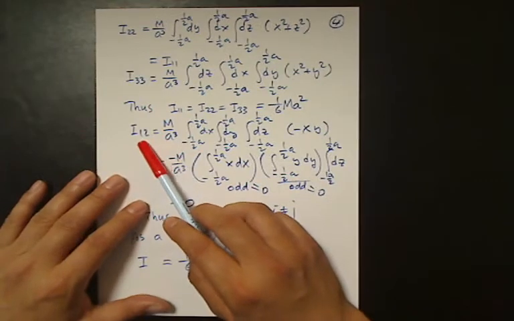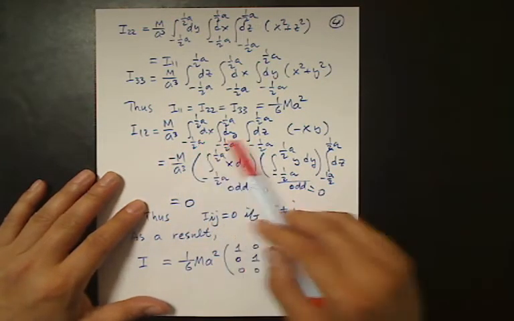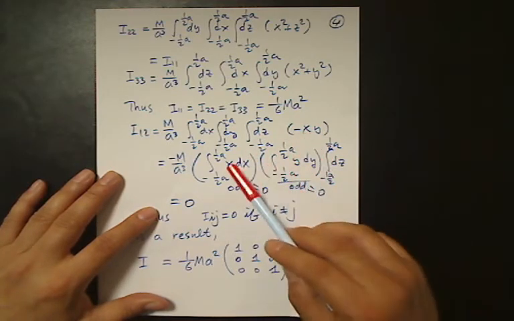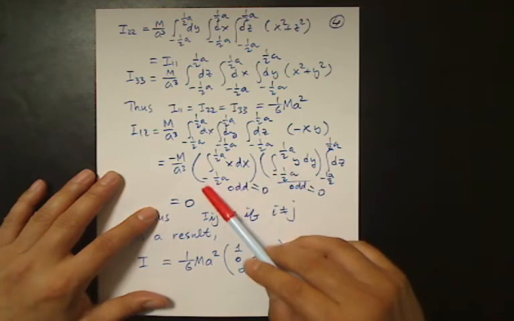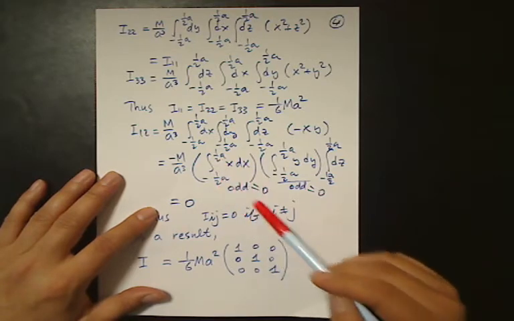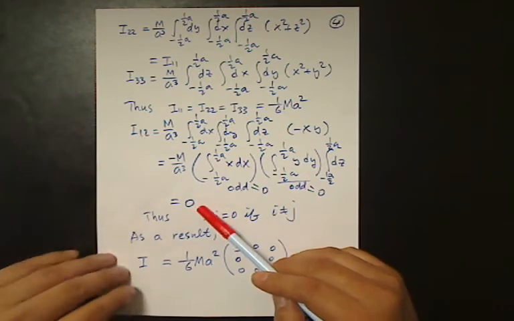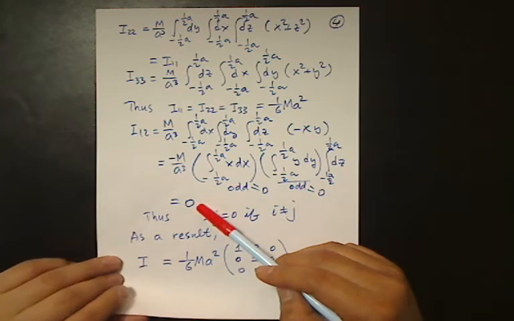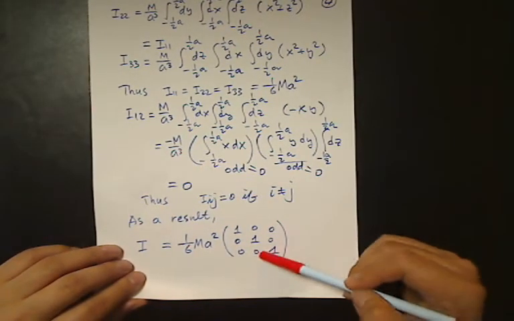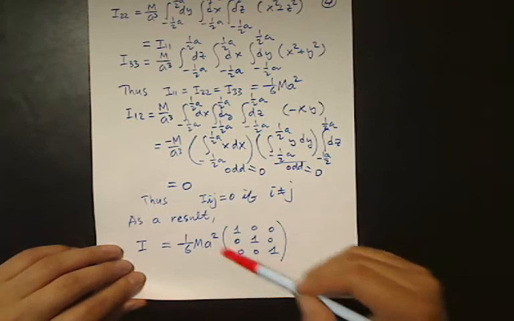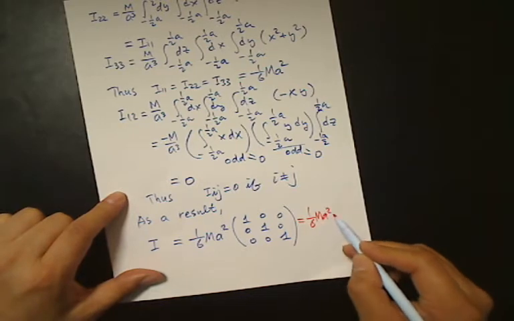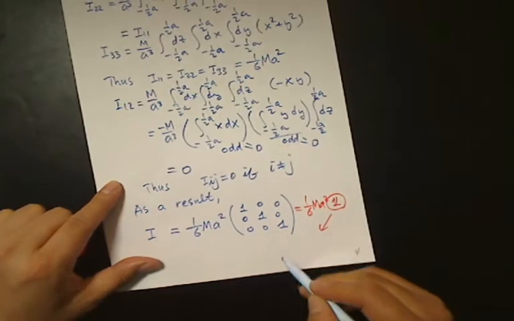What about the 1,2 element? The 1,2 element has integrand xy, with an x integral and a y integral. Both of them are odd functions in the range of minus something to plus something. So an odd function integral in this range must be 0. So the off-diagonal I12 equals 0. Because of the symmetry, all the off-diagonal components are 0. So this is proportional to the identity, and we remember that the identity matrix is invariant under rotation.